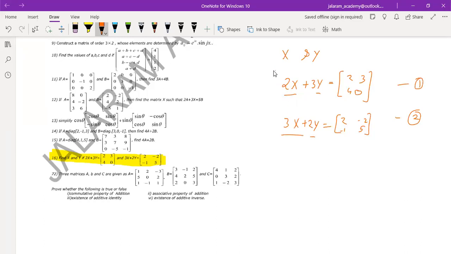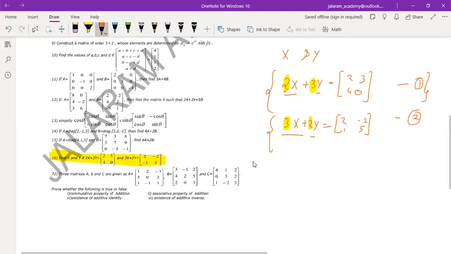For example, if we multiply 3 with equation 1, this becomes 6x in place of 2x, 3 times 3, 6x plus 9y. So 3 will be multiplied to this matrix on the right hand side also. And we will multiply equation number 2 by 2. So 2 3s are 6, 2 2s are 4. Like this, it will be changed.